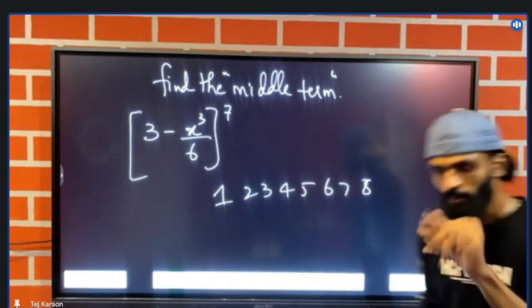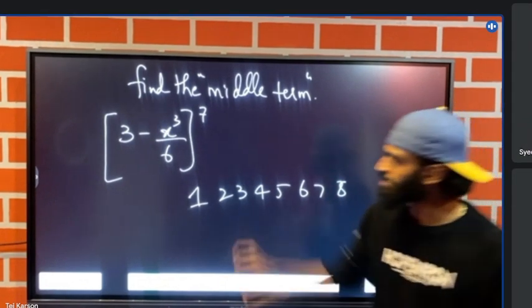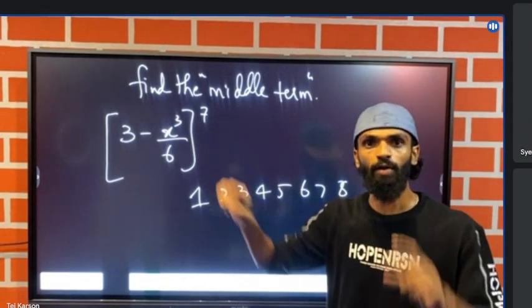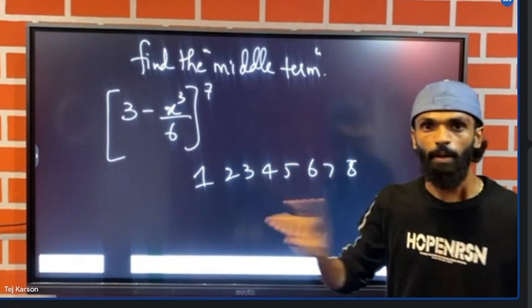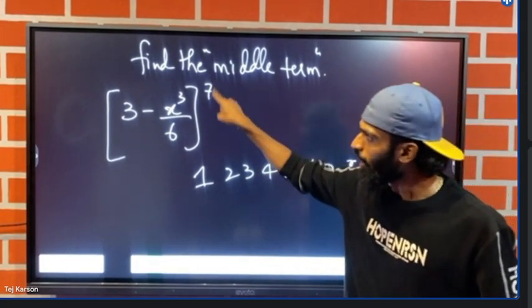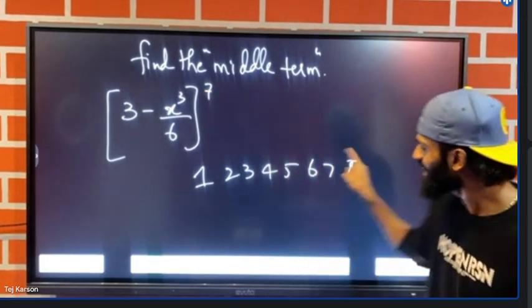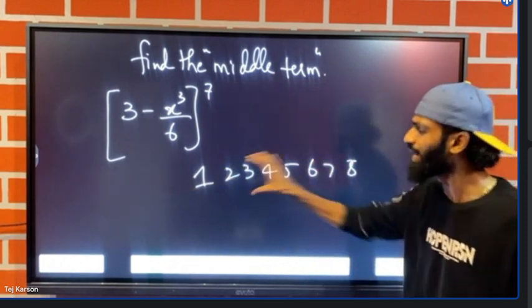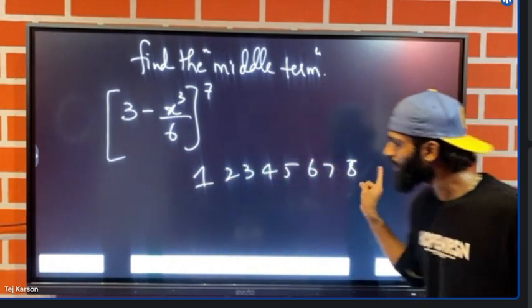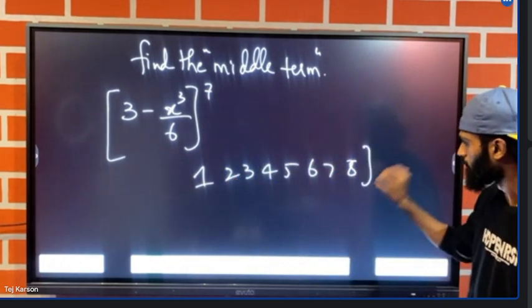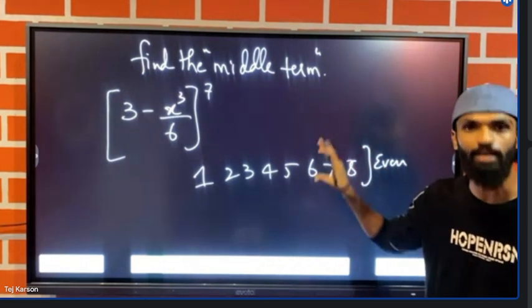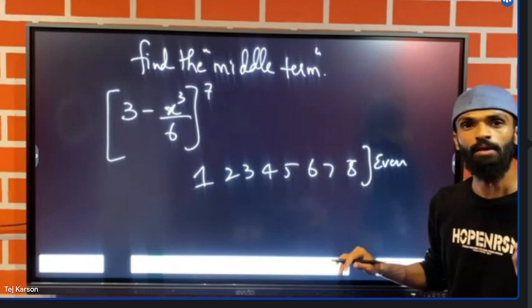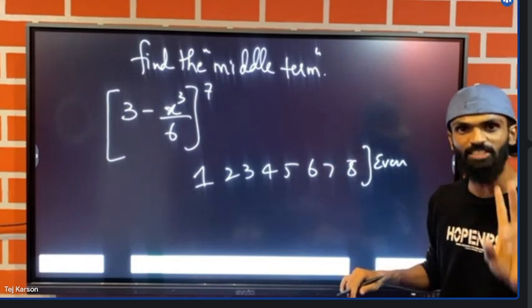The problem here is what people think: the power is an odd number, so the middle term will only be one of them. One middle term. But understand, if it is an odd power, it means it has an even number of terms, which here is 8 terms. Always understand, whenever the number of terms is even, there will always be more than one middle term. In other words, there will be 2 middle terms.